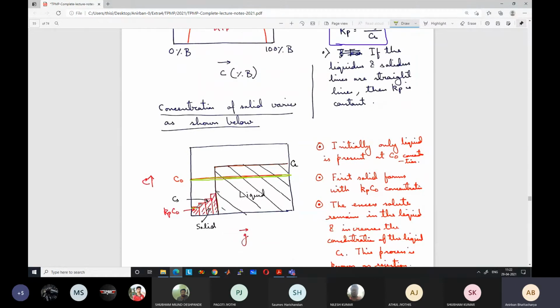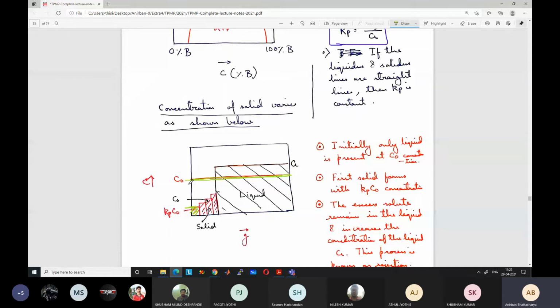So this height is Kp into C0. This ratio again is Kp into C0 divided by C0, which is Kp. So Cs by Cl is Kp. That relation is maintained.